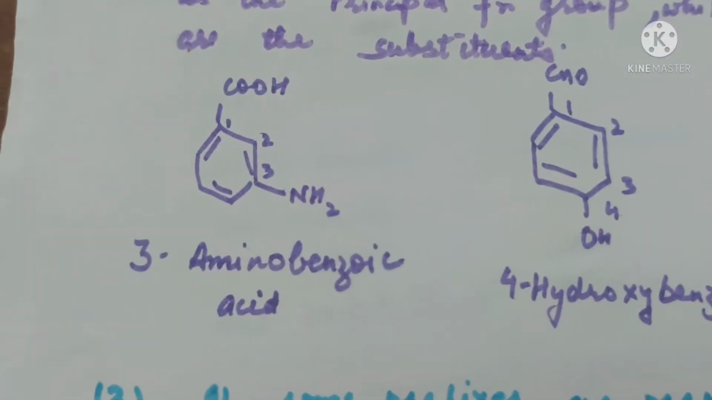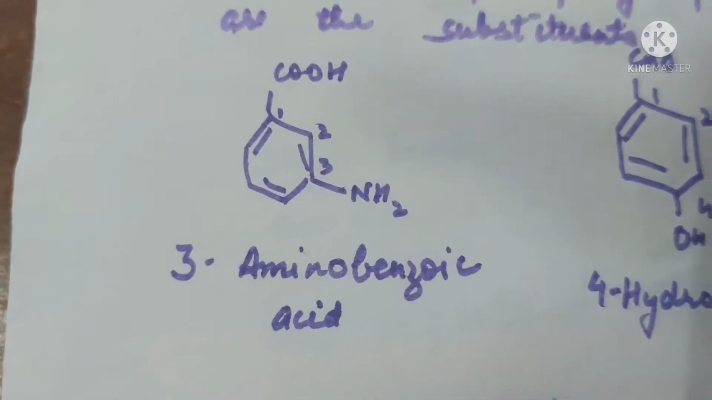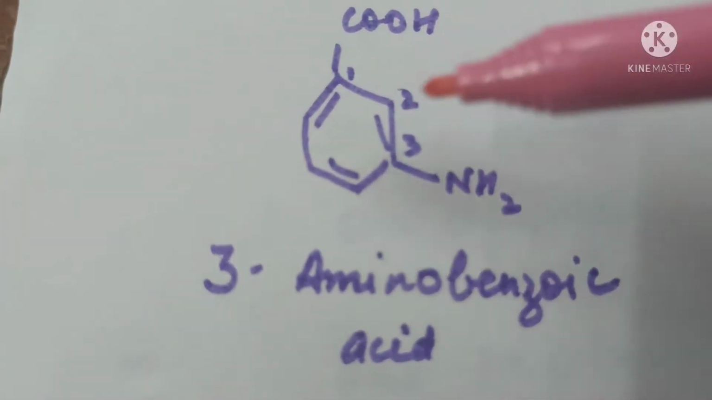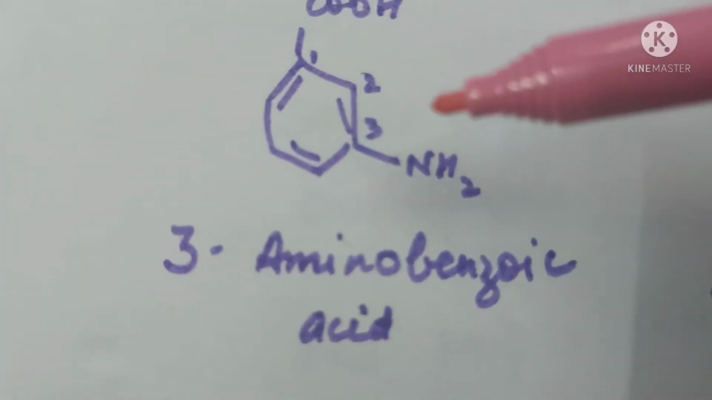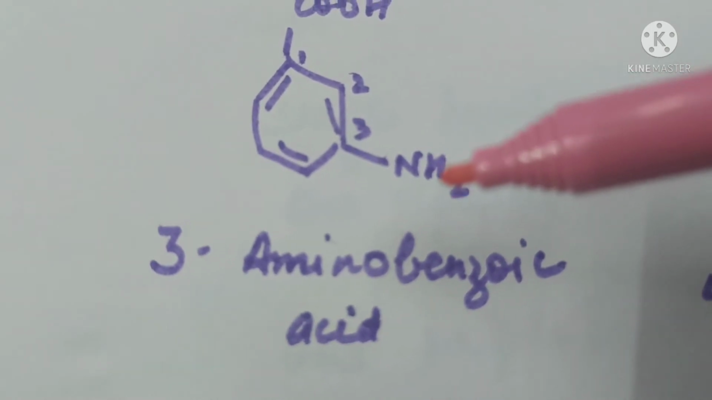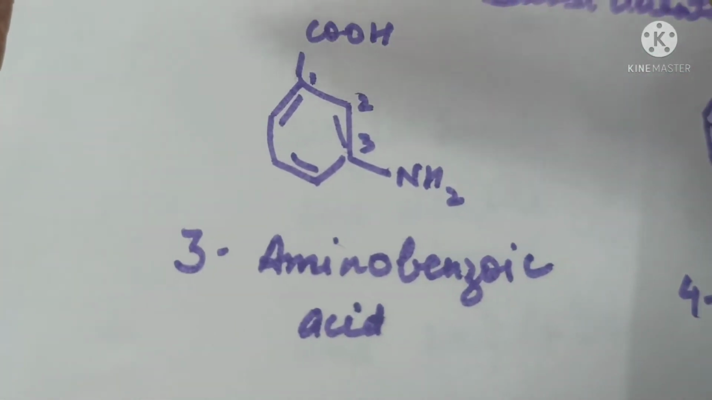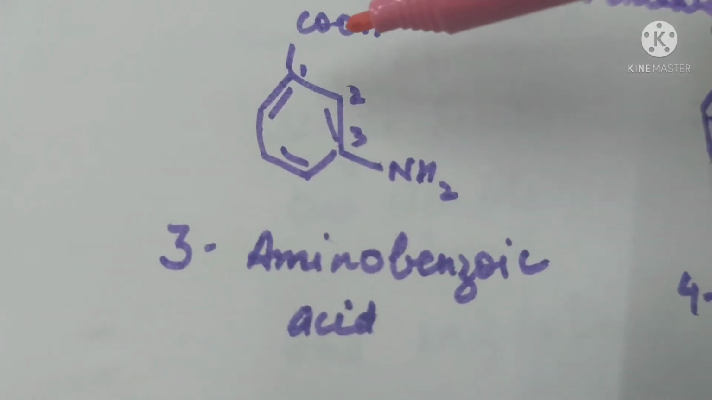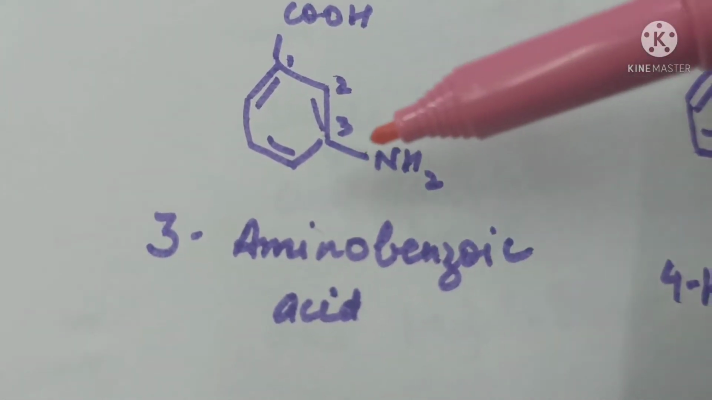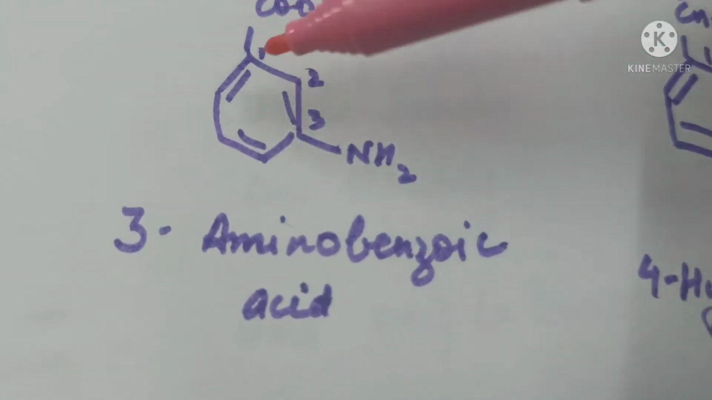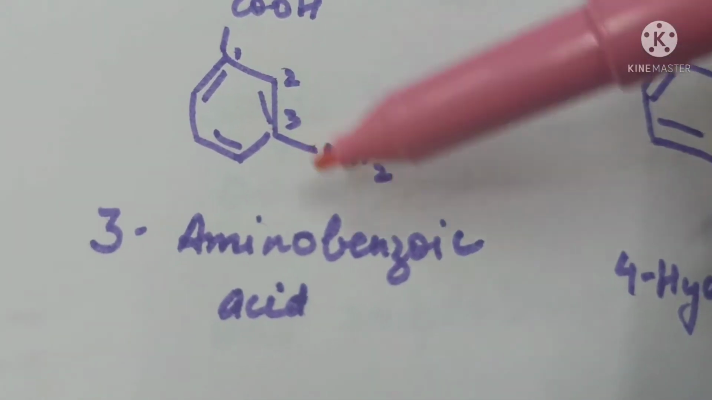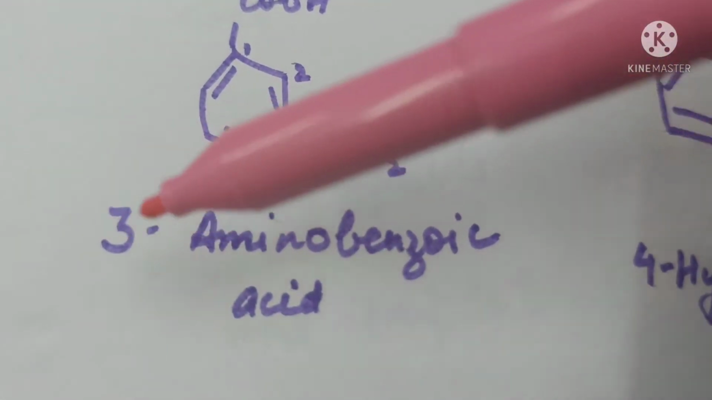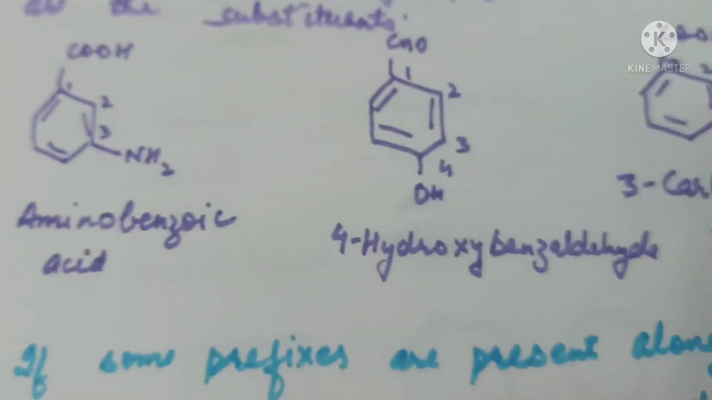In polyfunctional aromatic compounds, the preference is given to the principal functional group, and the rest of the functional groups, which have lower preference, are considered as substituents. So in this particular compound, the COOH group is the principal functional group. We will use a suffix for it, whereas for the amino group we are going to use a prefix. On numbering the carbon atoms, the amino position is at the third carbon atom, so the name will be 3-aminobenzoic acid.